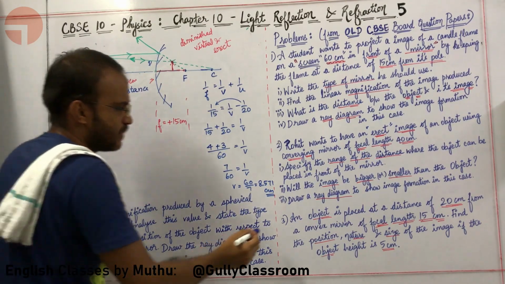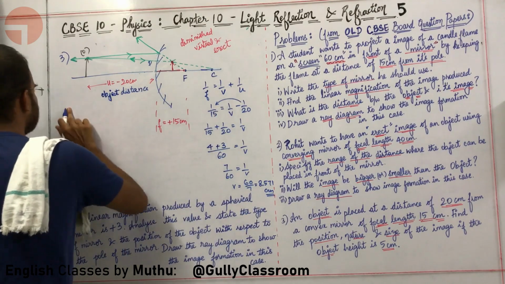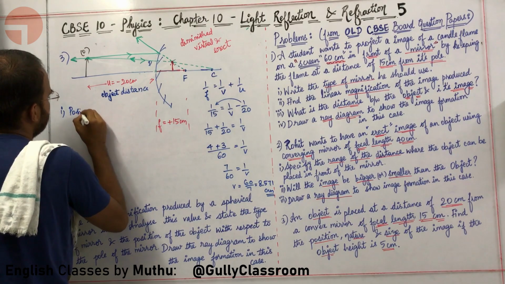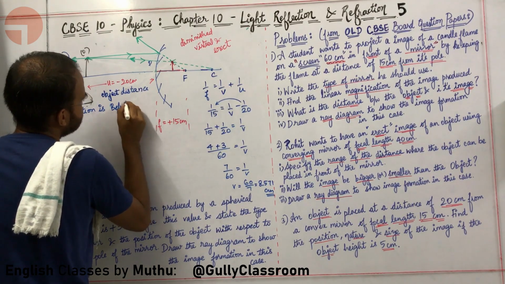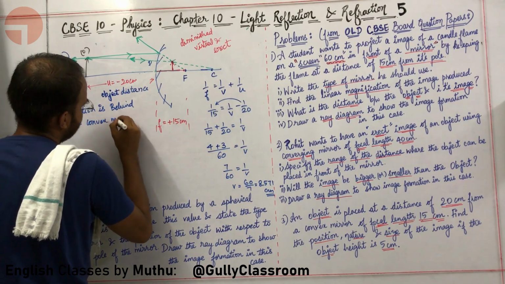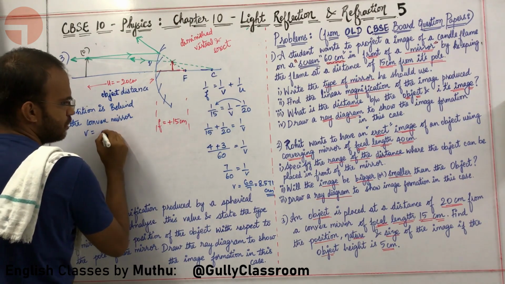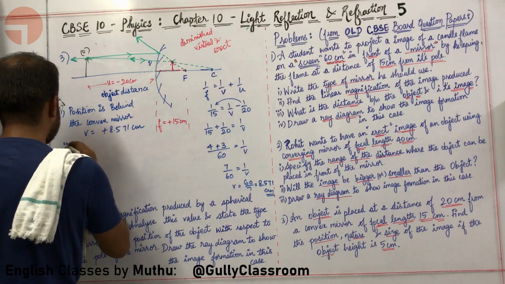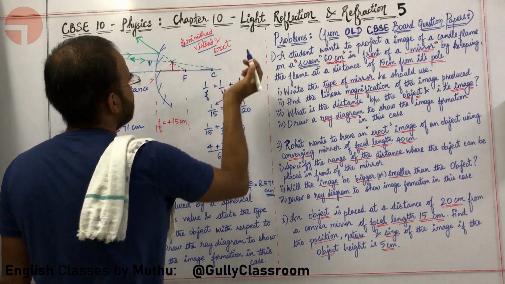What next? Let us check what they are asking for. They are asking to find the position. So the first question is the position. What is the position of the image? Position of the image is behind the convex mirror, where V is equal to plus 8.571 centimeters. That's basically the position. What next? Nature. So it is diminished, erect and virtual.